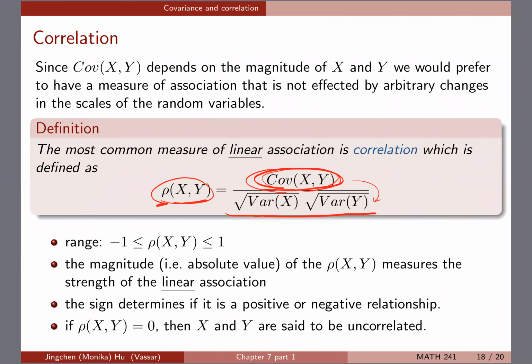And lastly, if the rho between x and y is 0, then x and y are said to be uncorrelated. And keep in mind, we're talking about uncorrelated, not anything about independent. Independent means something else.